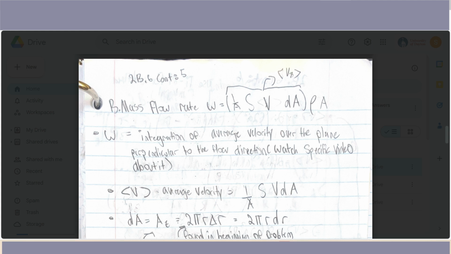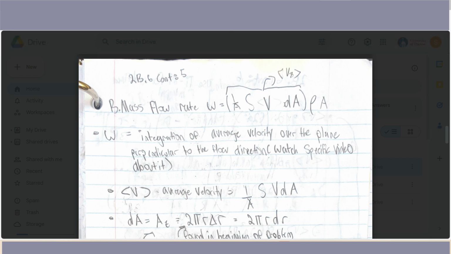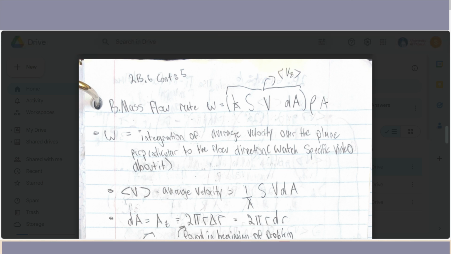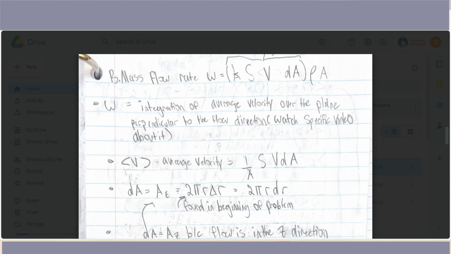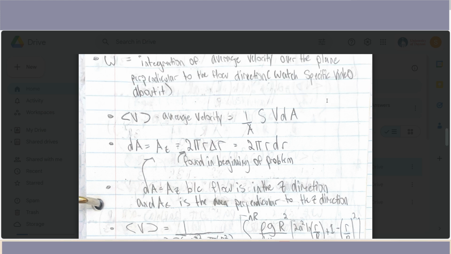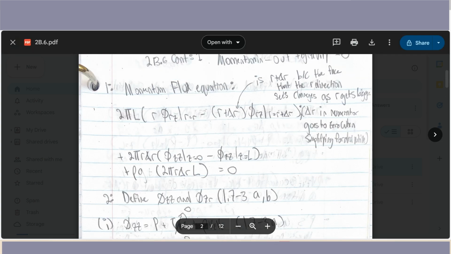The integral of V over dA. So this is the average velocity here, and then you multiply that by rho and the area. The area is the area perpendicular to the flow direction, and W is the integration of the average velocity over a plane perpendicular to the flow direction. Okay, so dA is AZ. Yeah, that makes sense.